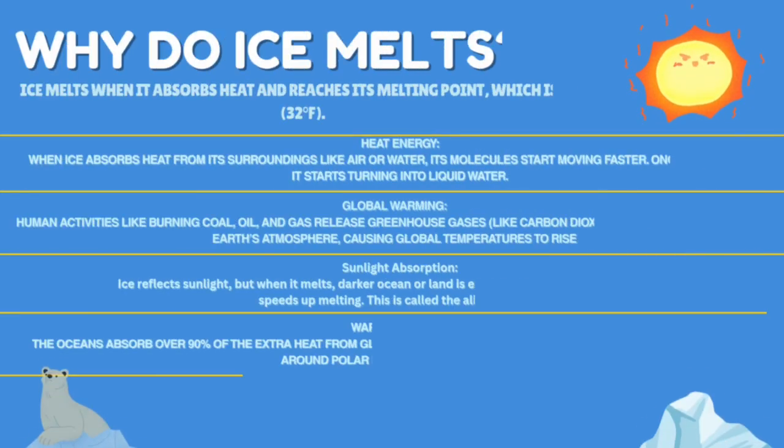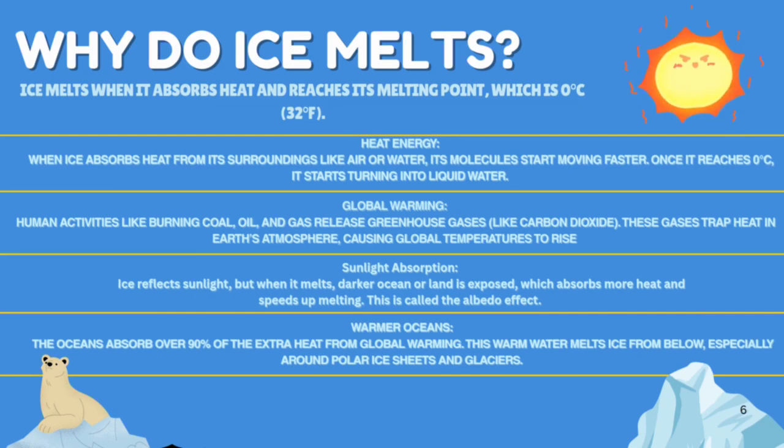And now on this slide I'll be talking about why ice melts. As people know, ice will melt when it absorbs heat and reaches its melting point, which is 32 degrees Fahrenheit. Now I'm going to talk about the main causes of ice melting. The first cause is heat energy, because when ice absorbs heat from its surroundings, the molecules will start moving faster and reach 32 degrees Fahrenheit, where the ice starts melting.